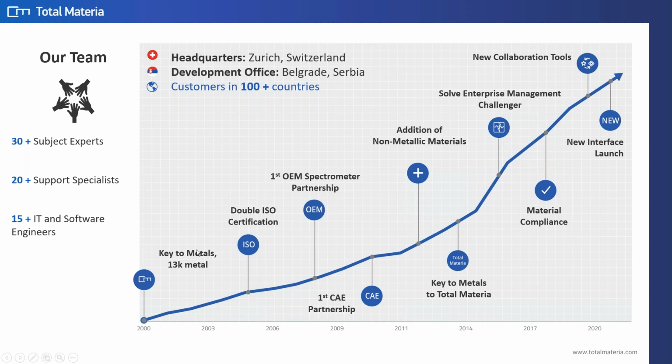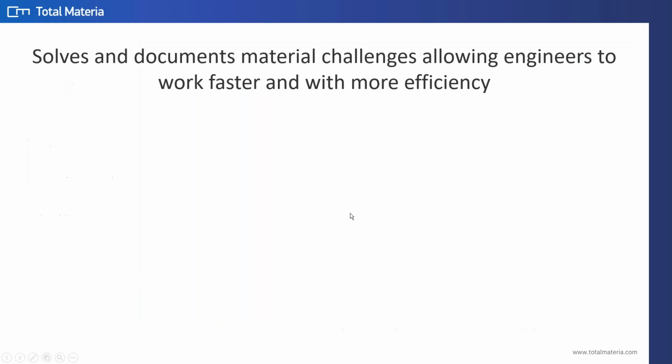And you can also see this little timeline. More than 20 years ago, we started with Keto Metals, and we only had 13,000 ferroalloys on our database. And at this moment in 2022, we have almost over 700,000 materials. Ferroalloys, non-ferroalloys, advanced properties, nonlinear data, also all non-metallic materials, compositions, polymers, fibers, all this type of information you'll be able to find on our database.